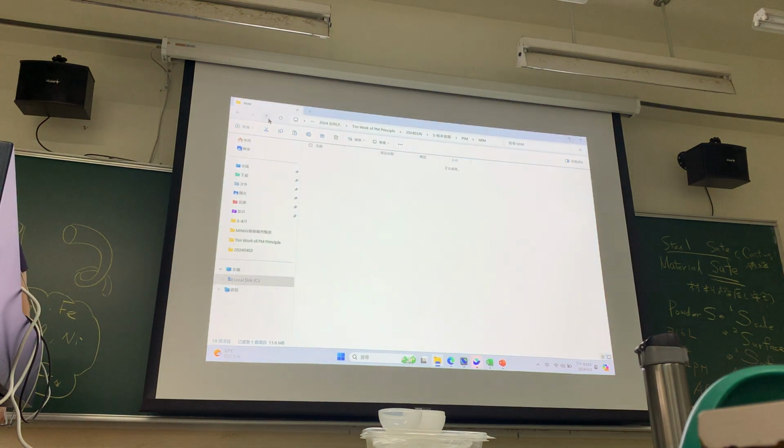And now we're just looking at the metal area.